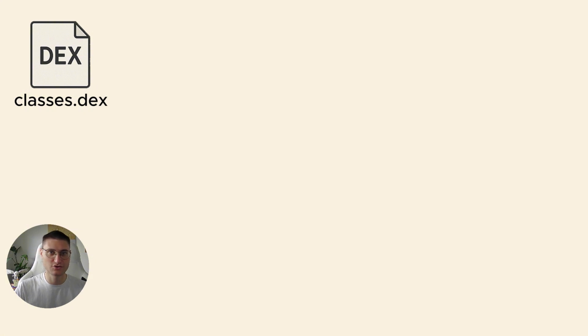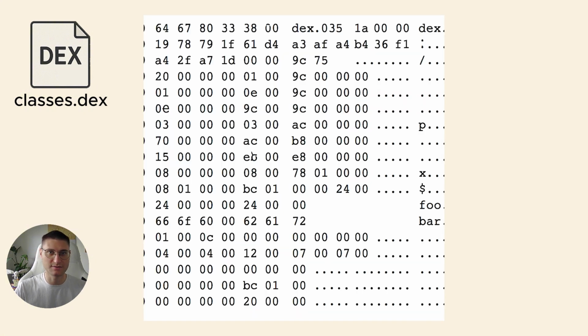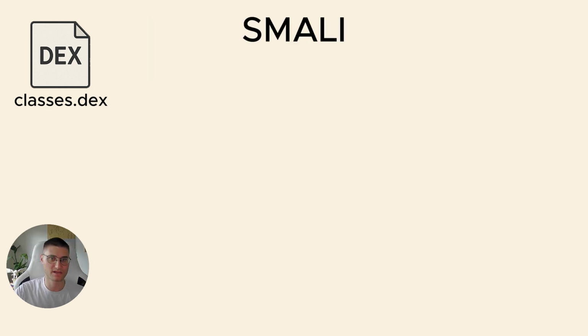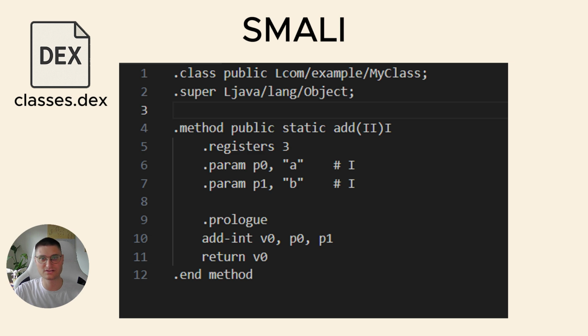While DEX files show us the compiled app's logic, it's not something you can easily read or modify. That's where Smali comes in. Smali is a human-readable assembly language which represents Dalvik bytecode found in DEX files. It is a low-level language that maps almost one-to-one to all the instructions executed by Android Runtime or the Dalvik virtual machine.